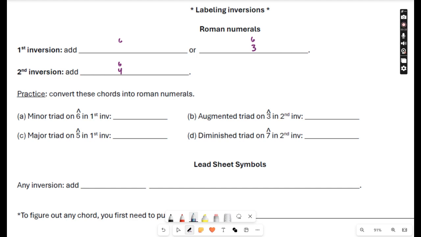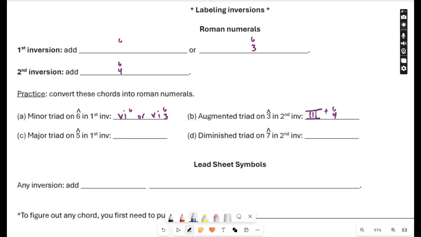Convert these chords into Roman numerals. If you have a minor triad on scale degree 6, so let's do that first. Scale degree 6 would be VI, and since it's minor, it should be lowercase. First inversion, 6. Or you write lowercase 6, 6-3. If you have an augmented triad on scale degree 3, 3 is III, so it's capital in this case, and then a plus sign for augmented, second inversion, add 6-4.